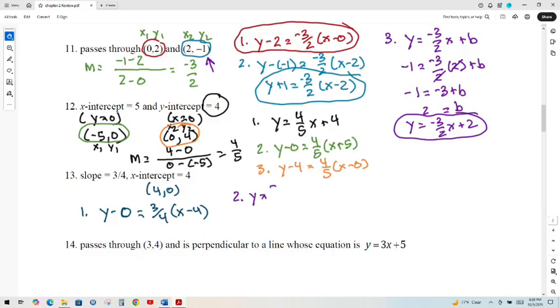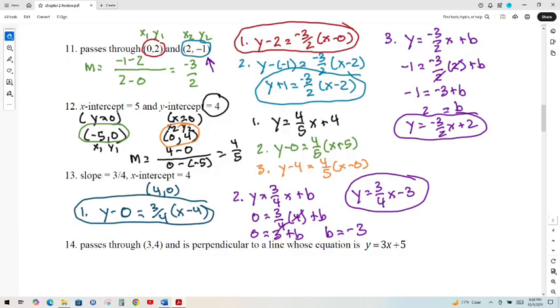But again, if you choose to do the other one, you would go ahead and put in 0 for y, 4 for x. The 4's cancel, you're left with a 3, so 0 equals 3 plus b, or in other words, b is going to end up as negative 3, and we would end up with the equation y equals 3/4 x minus 3. And again, either answer is acceptable. I'm good with either one.